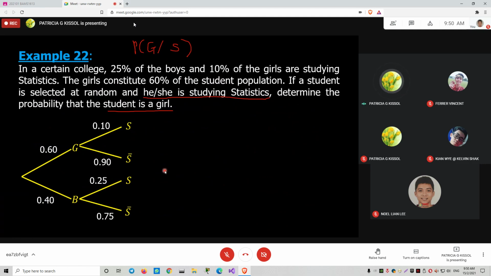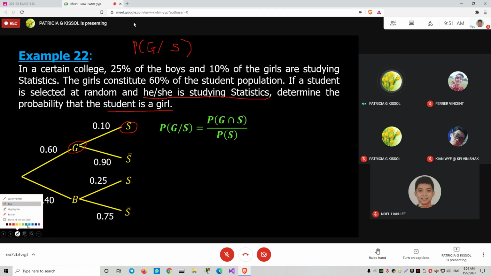So in this case, since I want to find the probability of girl given S, that means the probability of girl and S is our numerator, and our denominator follows the given value. The probability of G and S is quite straightforward. You can get it from here, G and S. That means 0.6 times 0.1. But what about the probability of S? The probability of S is given by adding this and this that end with S.